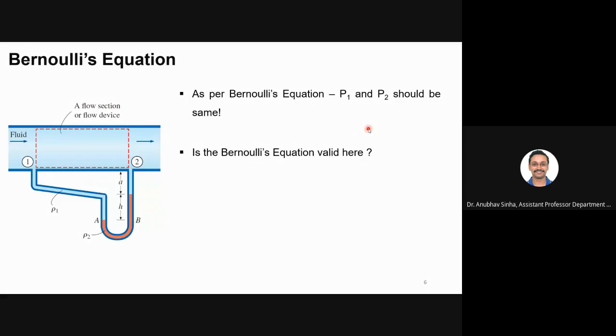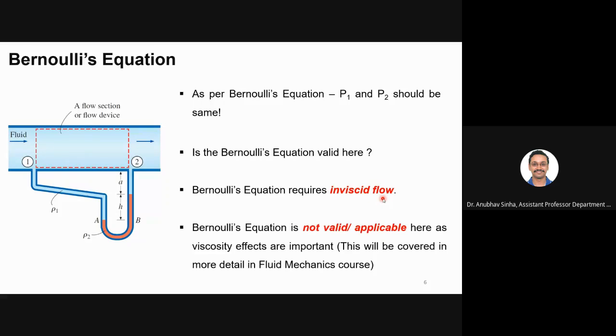But the question that you should be asking is whether the Bernoulli equation is valid here or not. There is a very major assumption. Bernoulli has four or five assumptions, which are the conditions where the Bernoulli equation is applicable or valid. One of them is inviscid flow. Bernoulli assumes that the flow is inviscid, or viscosity is zero. That is not the case here; here viscosity is playing an important part.